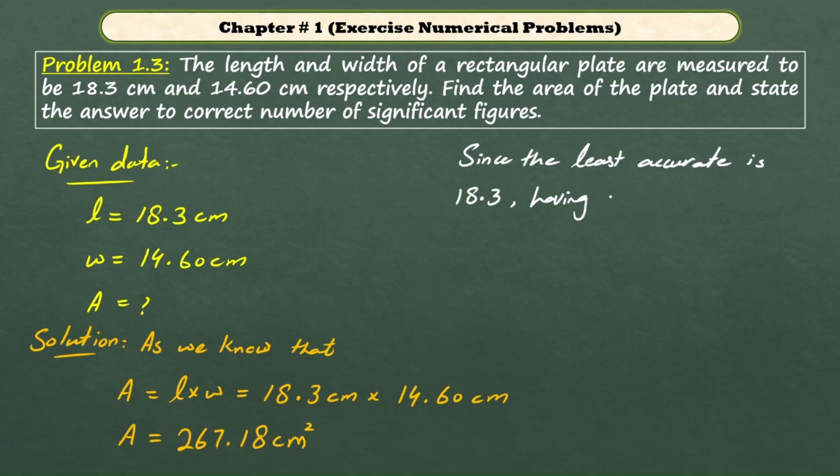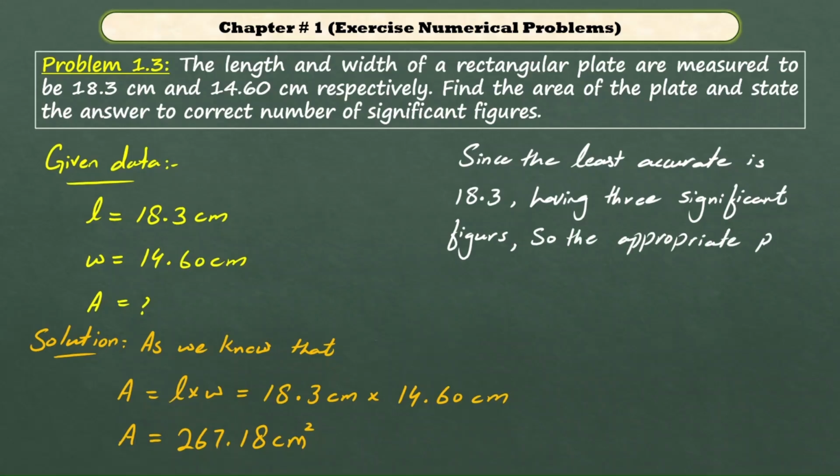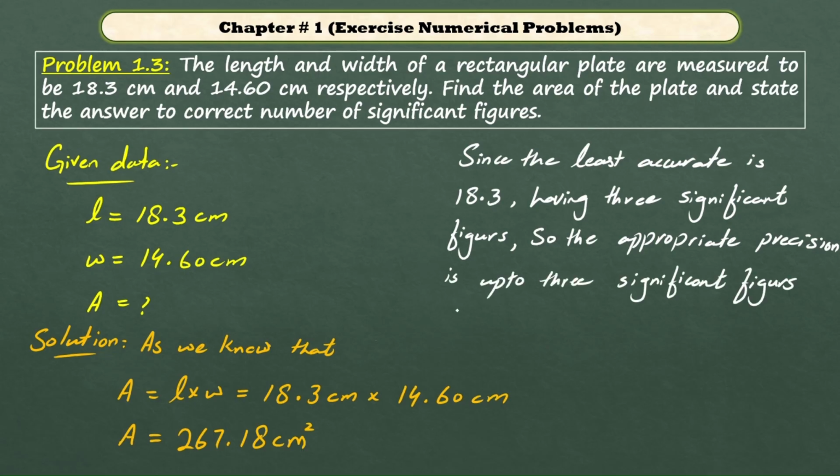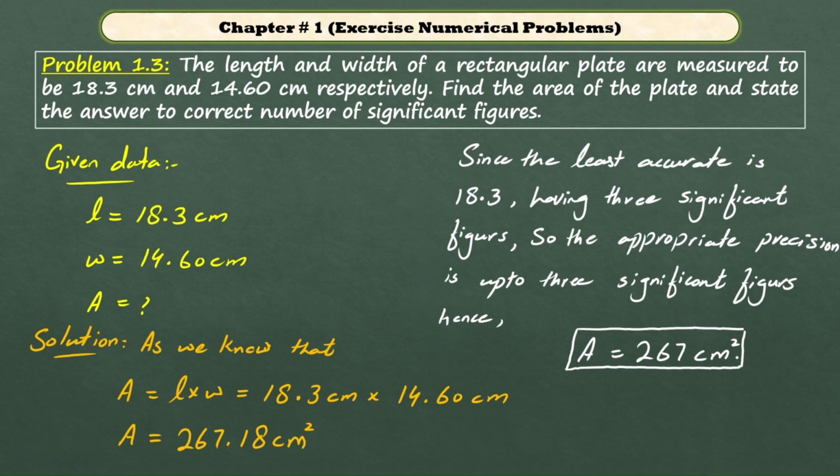Since the least accurate is 18.3 having the 3 significant figures, the appropriate precision is up to 3 significant figures. Hence, area is equal to 267 centimeter square. This is the required answer.